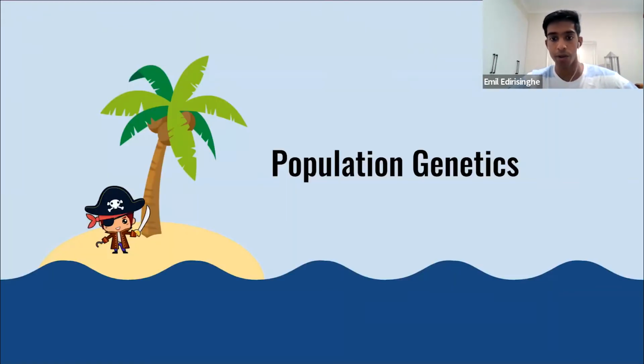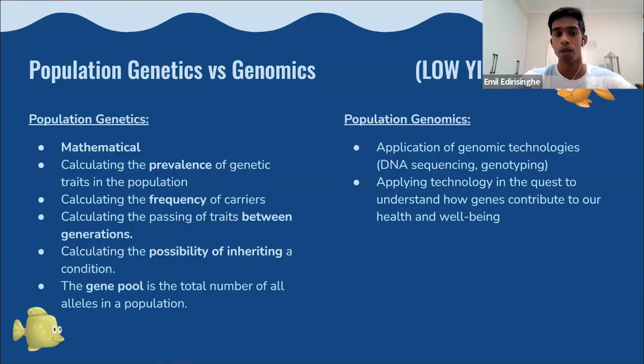Okay, so now we move on to population genetics, which is slightly different from genomics, and this involves a lot more calculations. What I'll talk about here is the quick difference between population genetics and genomics. This is fairly low yield, I think, but population genetics is very mathematical. It involves calculating the prevalence of genetic traits, calculating the frequency of carriers, and passing on traits between generations, whereas population genomics is more the application of genomic technologies like DNA sequencing and genotyping.